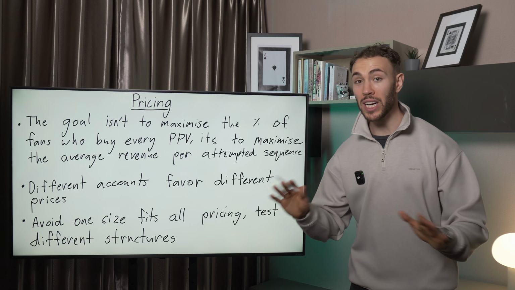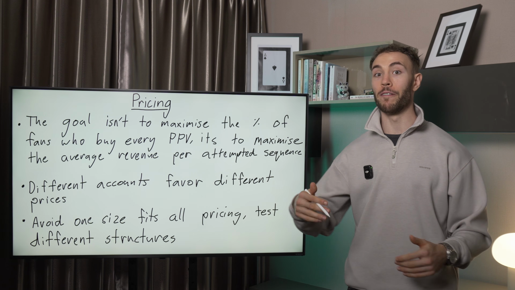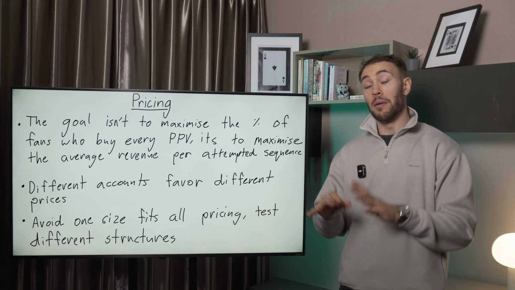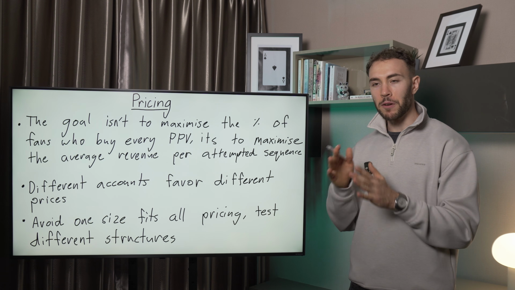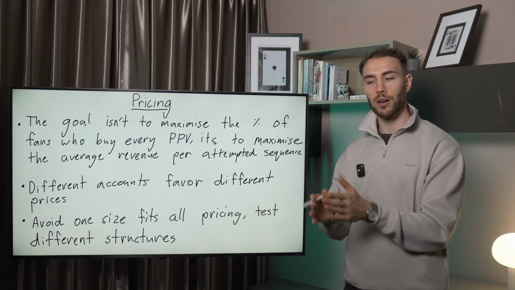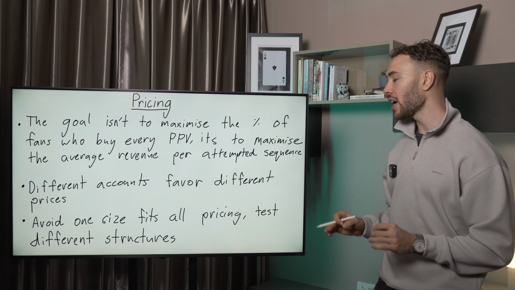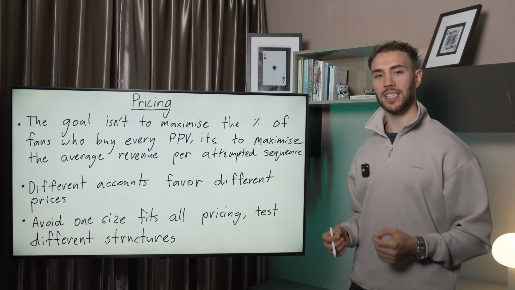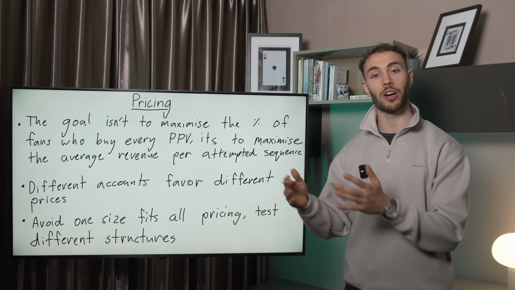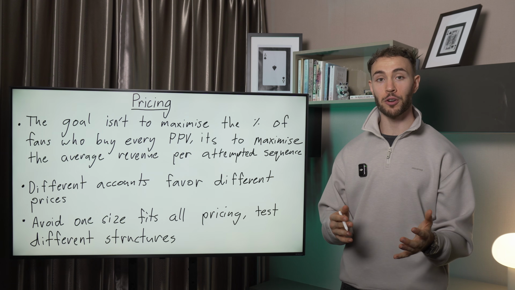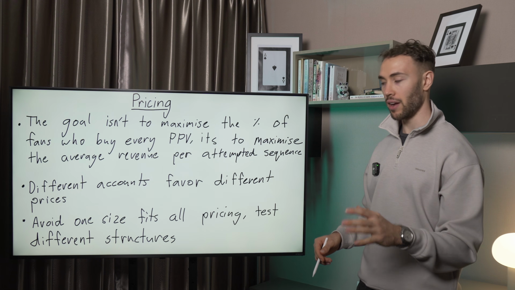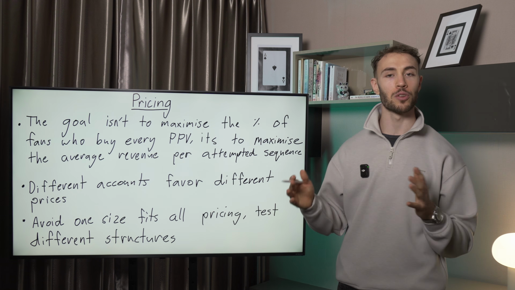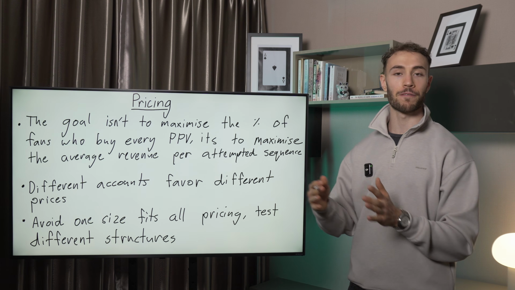If you can get a really high percentage of fans to unlock the first 3 in the sequence, that may mean that the sequence generates more money overall than if you've set it up to get a few specific whales to get right to the end. Different accounts favor different pricing structures. It will depend on the creator's niche, the subscribers that you're getting. That's why it's really a matter of testing. I would just stay away from a one-size-fits-all pricing, just test different structures.